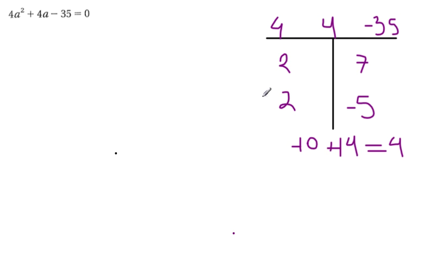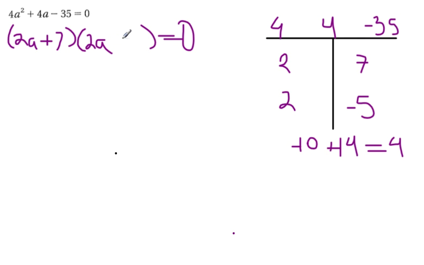So now I can translate this back into my factors here. And I just read across the rows. So this is going to be 2a plus 7, 2a minus 5. And that's all there is to it.